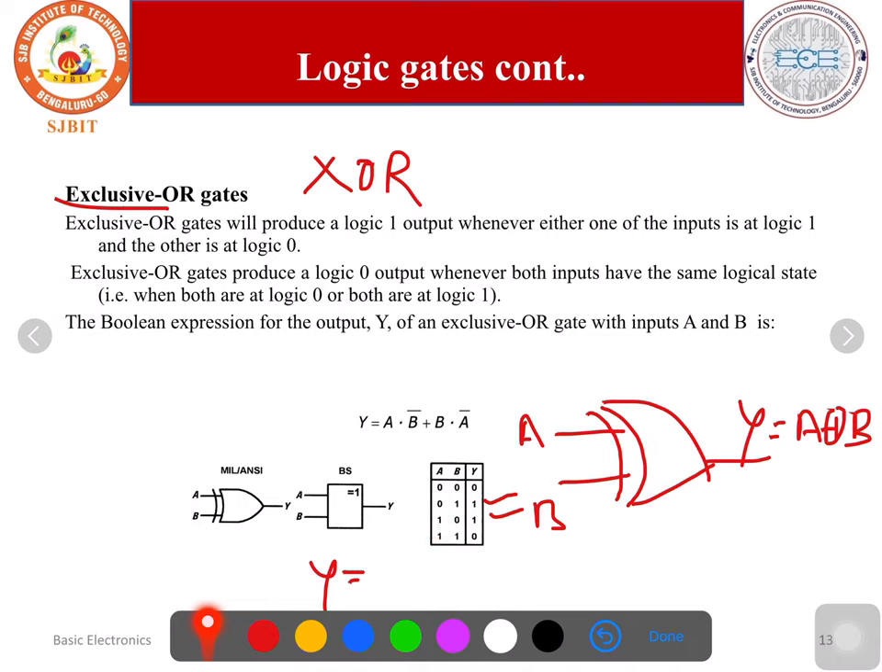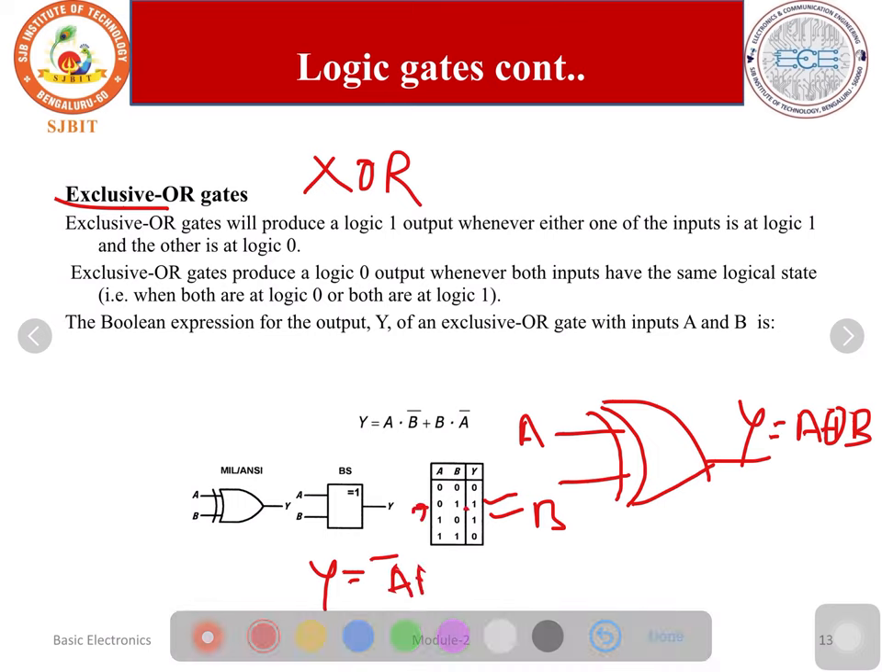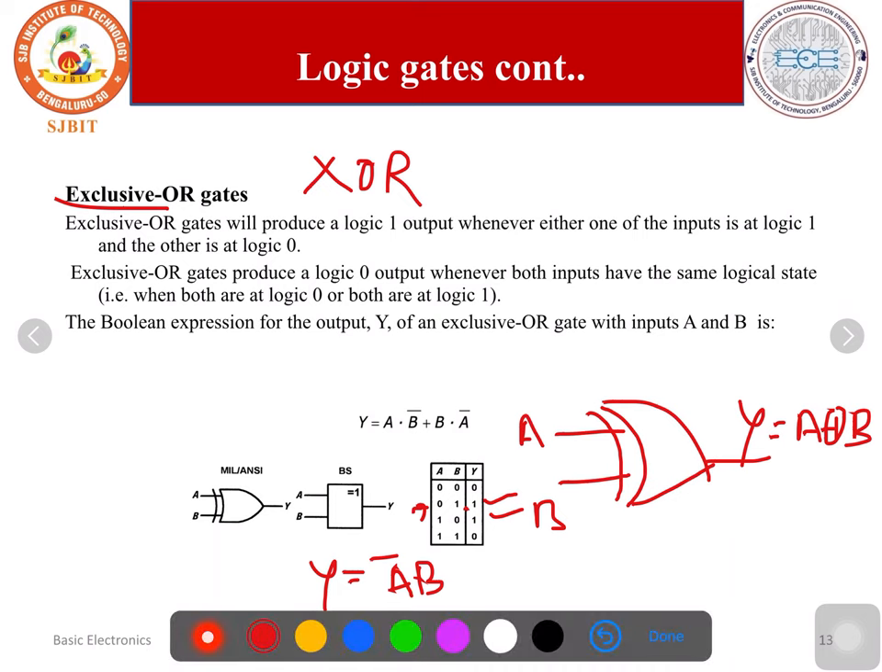So Y is equal to A bar, I'm talking about this A bar, then B. This is one combination which will result in the output 1. One more combination is this, A, for the 0 it is B bar. So A B bar plus A bar B is the Boolean expression for the XOR gate.